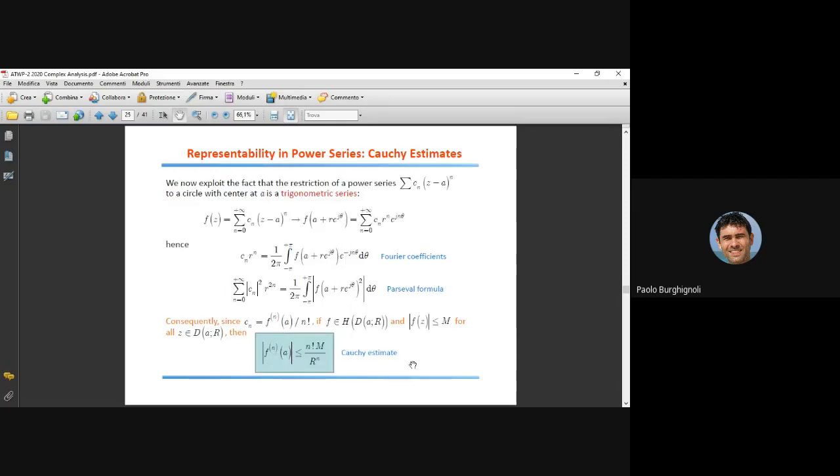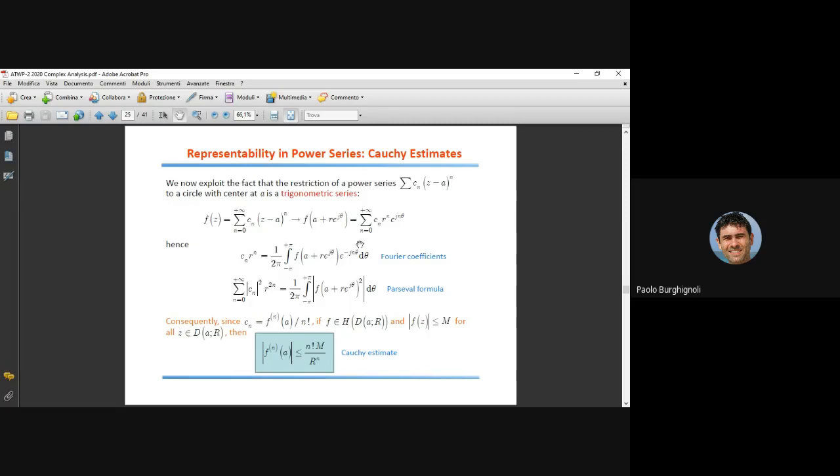Now, let us say something more about the representability in power series. We have seen that any analytic function is the sum of its power series. If we calculate this power series on a circle with center at the point a, what we get is, of course, a trigonometric series, because we get basically a sum of complex exponentials of the kind e to j n theta, where theta is the polar angle in the plane.